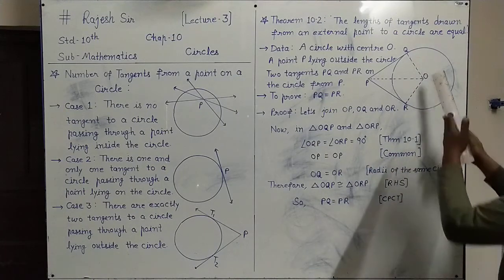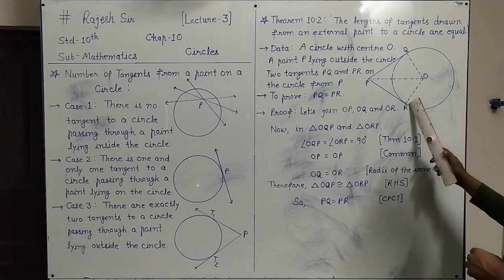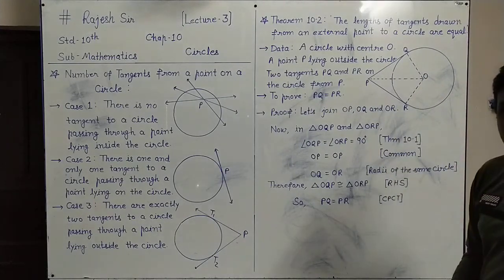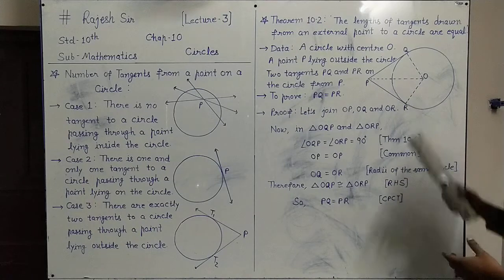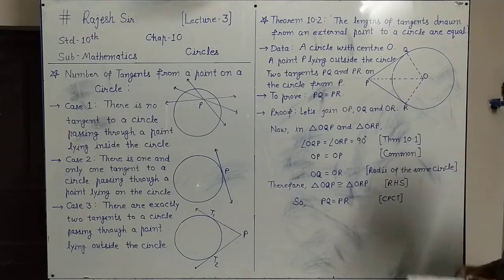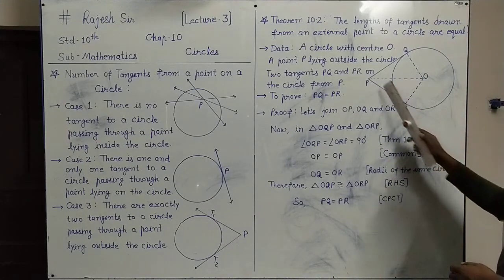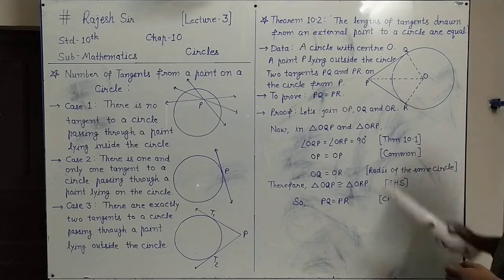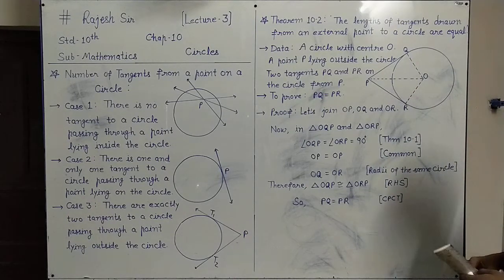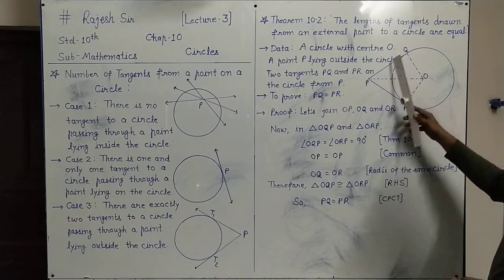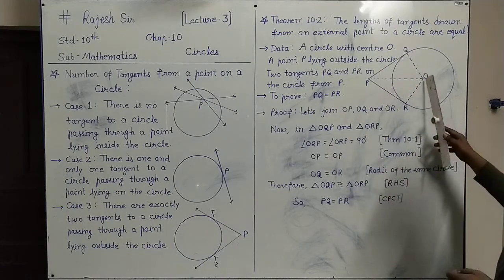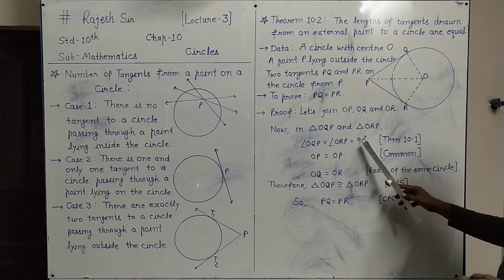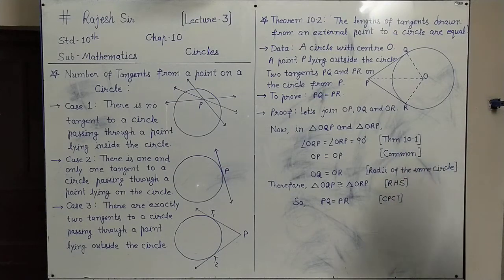Very similar for this triangle also. There is also OR on this side, the radius of the circle, and PR is the tangent and R is the point of contact. So the radius will be perpendicular to the tangent, that we know. So this angle at R is also 90 degrees. So angle OQP is equal to angle ORP because of 90 degrees by Theorem 10.1.